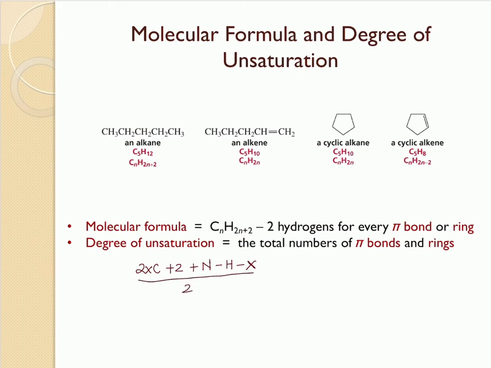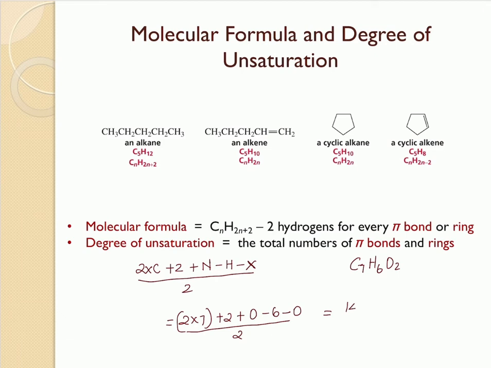Now let's do an example for calculating the degree of unsaturation. Find the degree of unsaturation of a compound which has the molecular formula C7H6O2. Again, we are going to plug in the numbers for carbon, hydrogen, and oxygen in this formula. How many carbons do we have? There are 7 carbons, so it's 2 times 7 plus 2, and there are no nitrogens, so that is 0. The number of hydrogens is 6, and there are no halogens, so again that is 0. And the whole thing should be divided by 2.